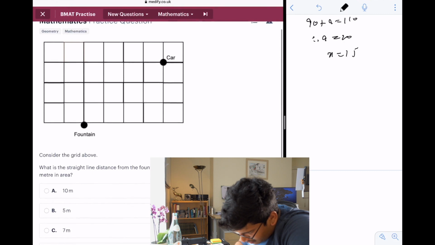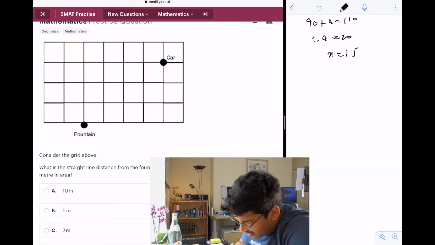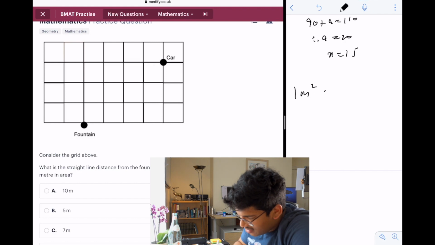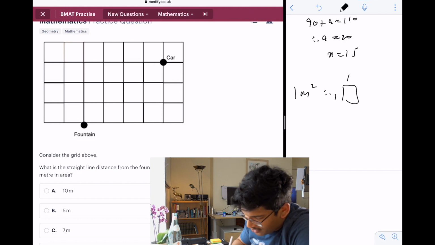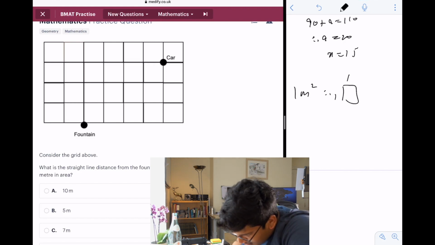Consider the grid above. What is a straight line distance from the fountain to the car if each square represents 1 square meter in area? So if it's 1 square meter, therefore each side is 1, 1. So across, like, that's how many?